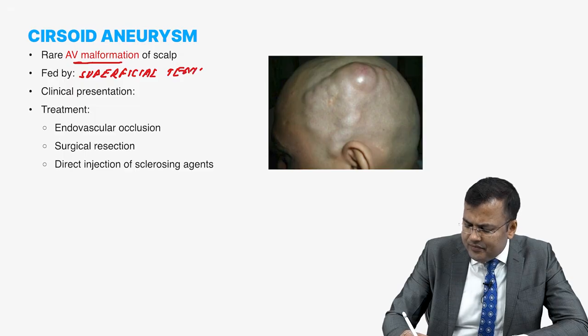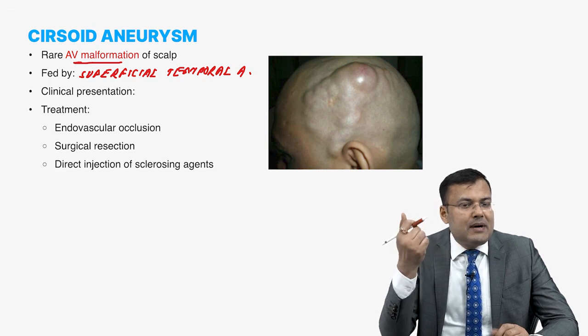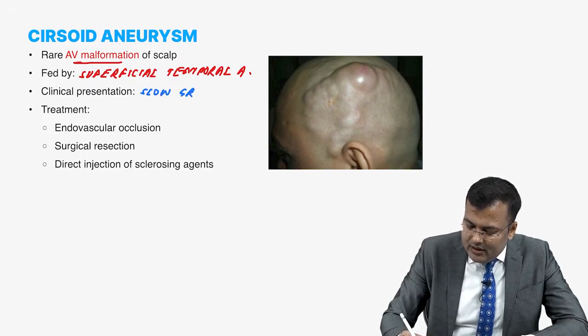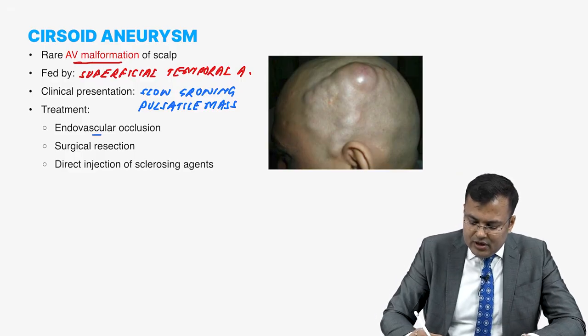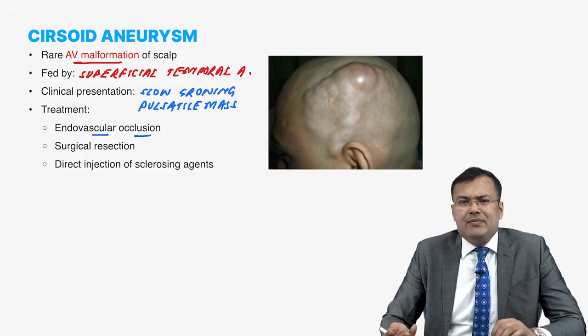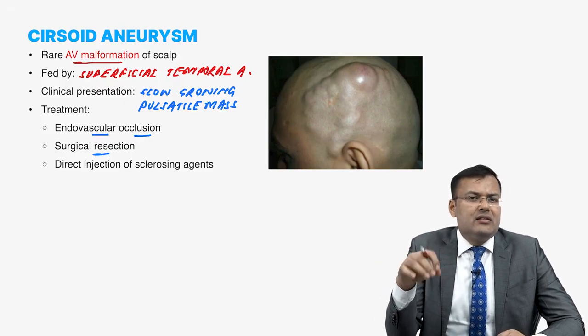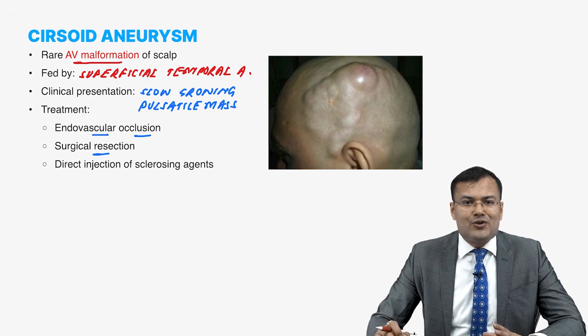What is the presentation? Since it is AV malformation, the patient comes to you and tells you that he is having a pulsatile mass. So this is a slow growing pulsatile mass. Actually speaking, it's an AV malformation. If it is AV malformation, obviously we can go for embolization or endovascular occlusion, or since it is fed by superficial temporal artery, we can go for surgical resection, or we can directly inject sclerosing agent into this AV malformation. So this is how we manage patients who are having cirsoid aneurysm.